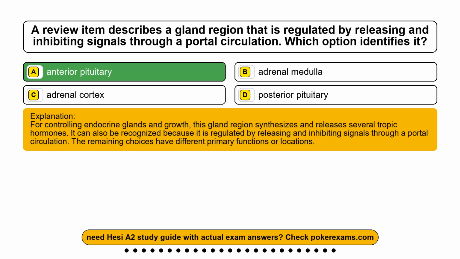For controlling endocrine glands and growth, this gland region synthesizes and releases several tropic hormones.